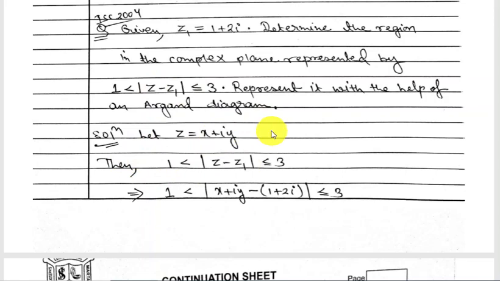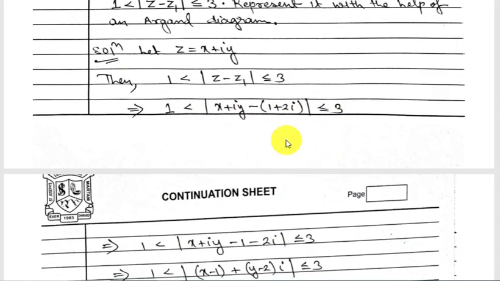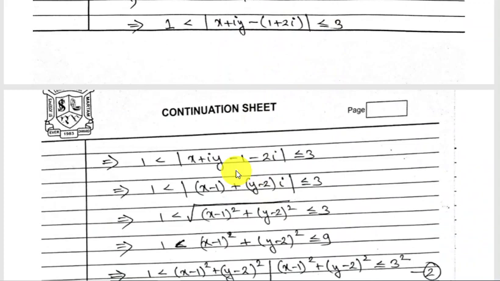Let z is equal to x plus iy. Then replace z by this and z1 by 1 plus 2i. So all done, what we'll do, we'll put the real part together, imaginary part together. So we got this. Then we know how to find the modulus: real part whole square plus the imaginary part whole square, under the root.